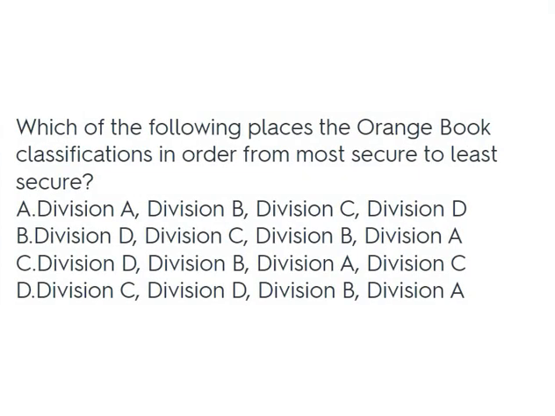Which of the following places the Orange Book classifications in order from most secure to least secure? A. Division A, Division B, Division C, Division D.